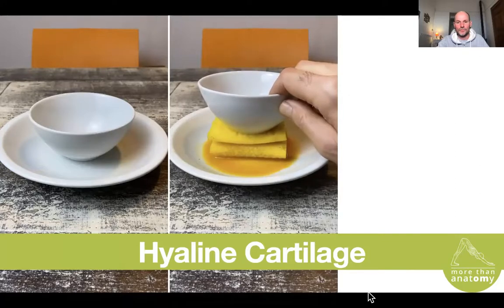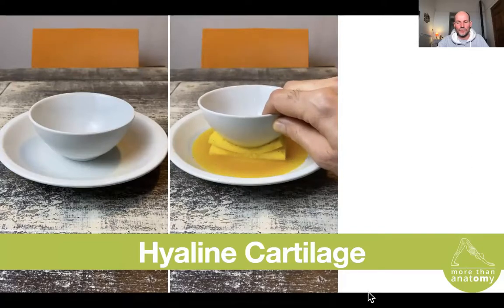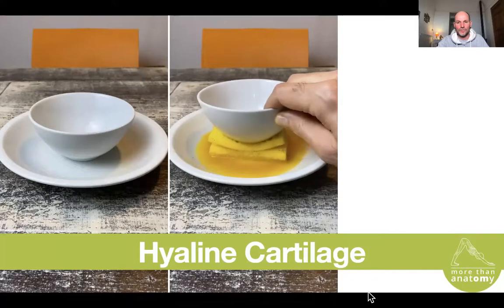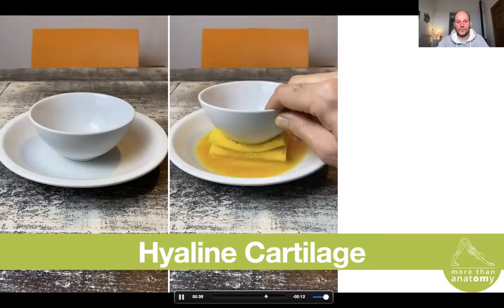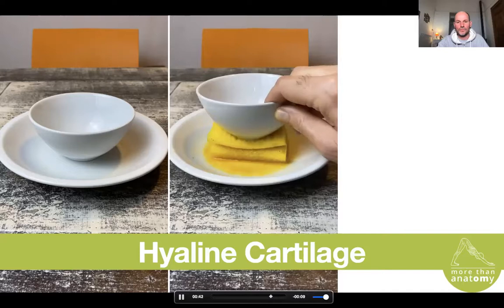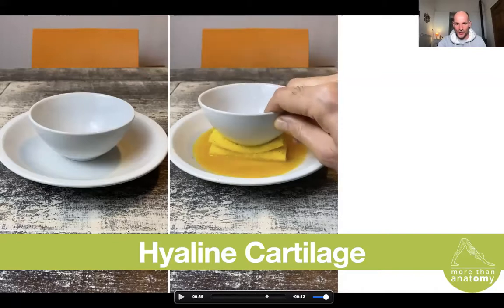Now, every time we load the joint, compress the joint, move the joint, the cartilage will deform slightly. The synovial fluid will be pushed around the joint. And as I remove that load, you can see the synovial fluid entering back into the hyaline cartilage. And that pumping effect is taking place every time you move. And that helps to lubricate the joint, also nourish the tissues, which rely on the synovial fluid for their nutrition, their oxygen, to maintain their health. So that's a really important point. Every time we move the joint, essentially we're pumping this fluid around.